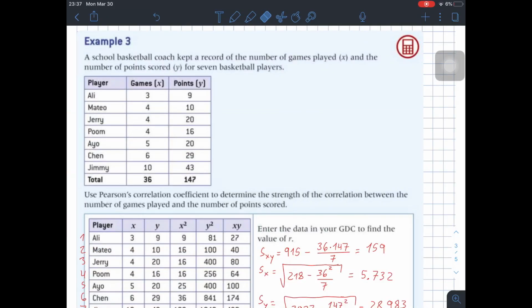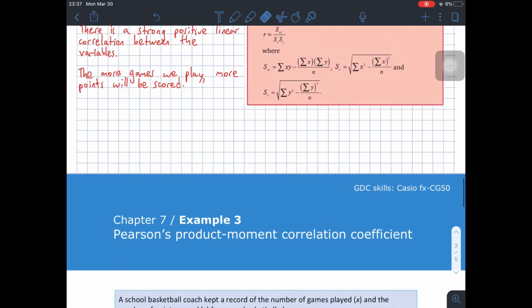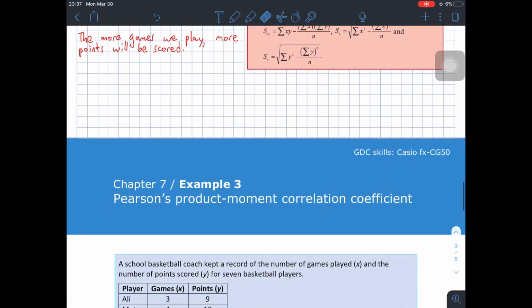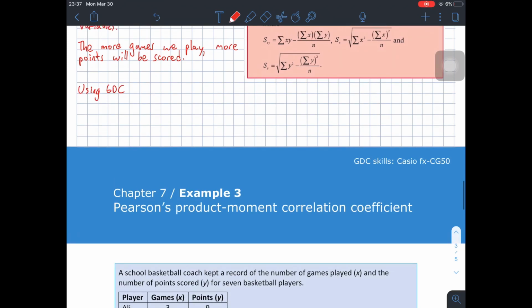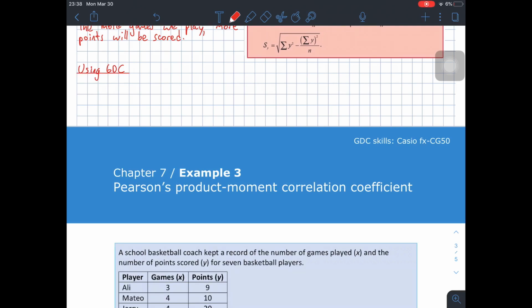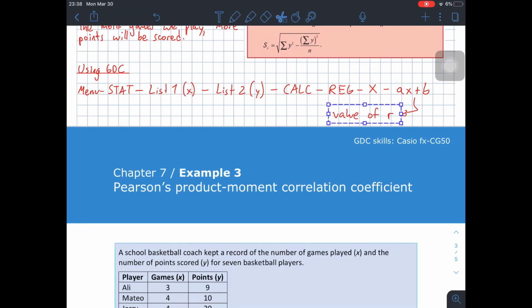And then we go back to the exercise. So I hope you remembered the steps. If you didn't, I'm going to quickly write the steps here. It's basically using GDC: menu, stat, list 1 would be the x variables, list 2 would be the y variables, then you go to calc, reg, x, and then press on ax plus b. And then you're going to have the value of r.